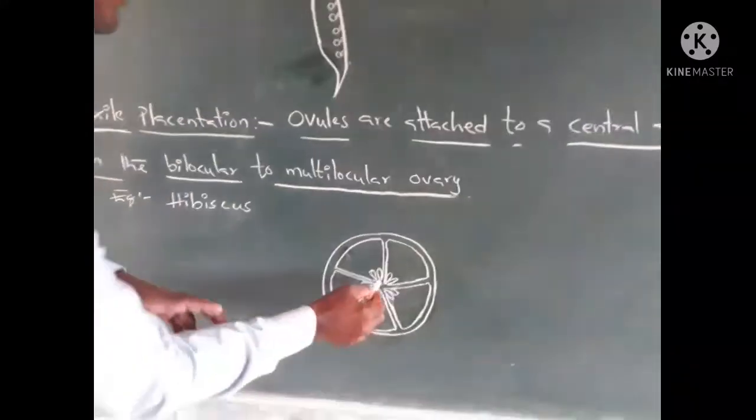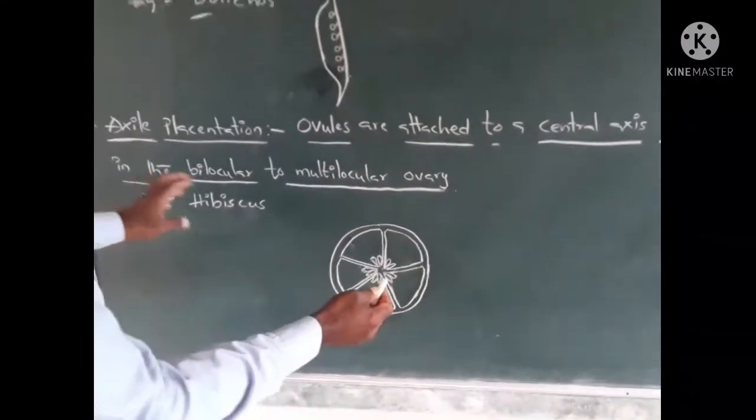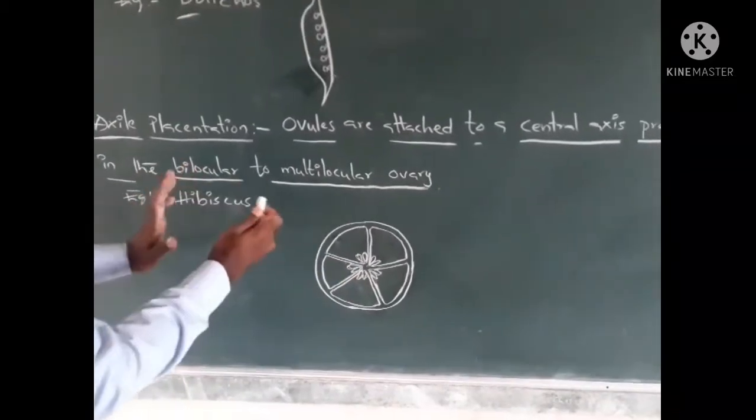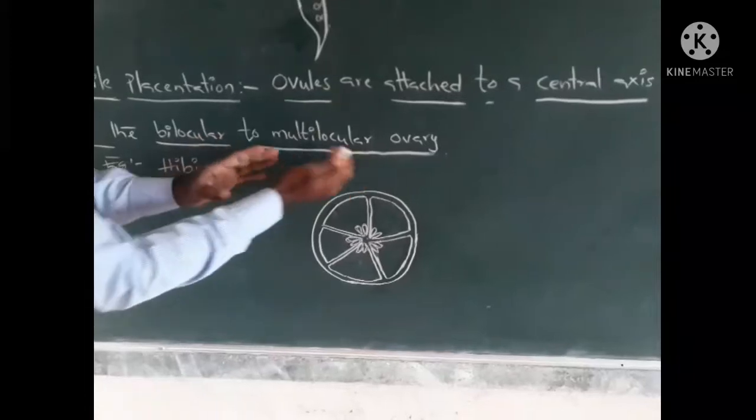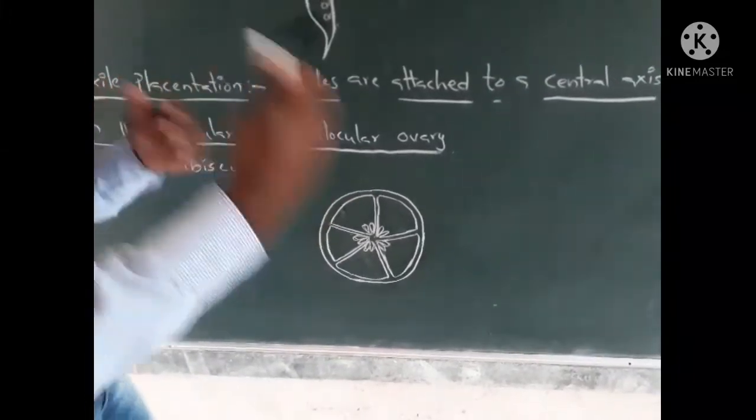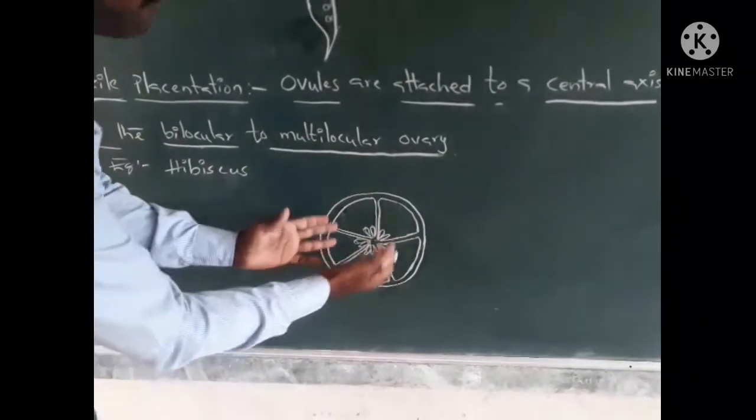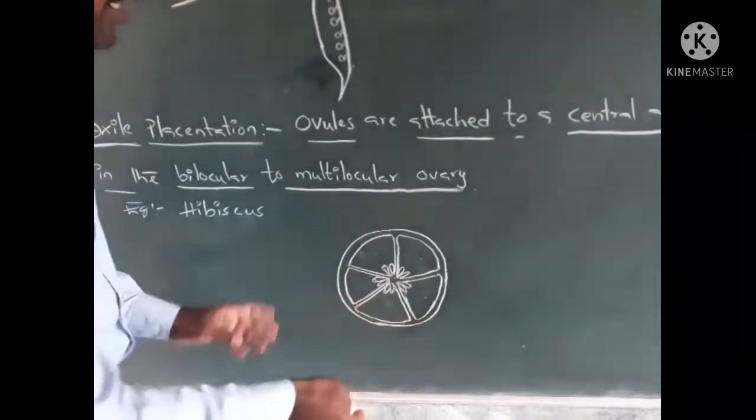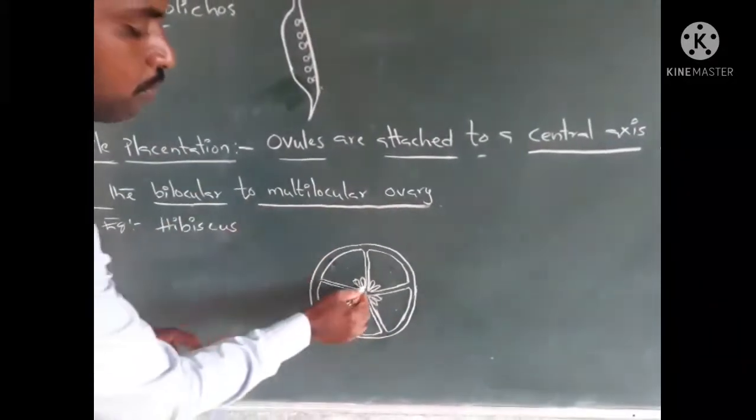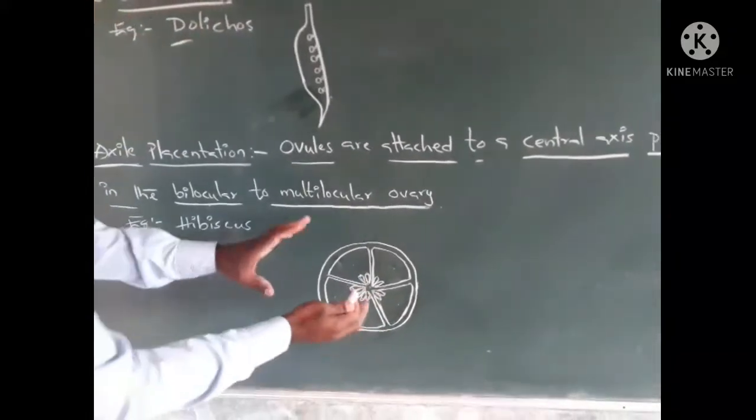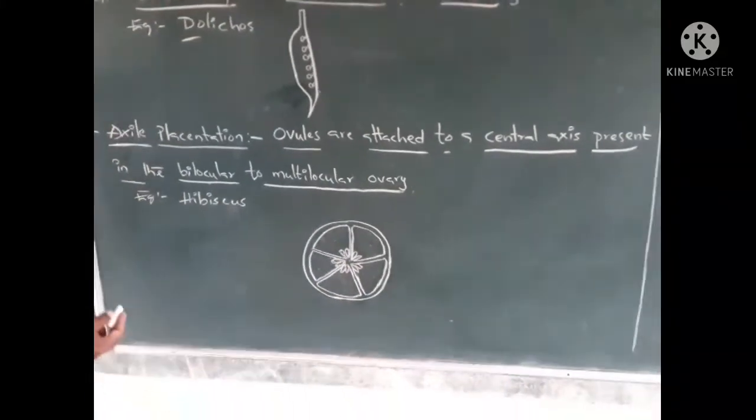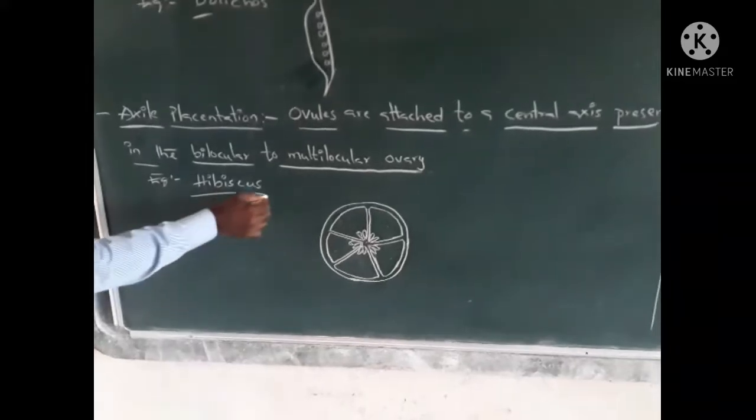Ovules are attached to the central axis and present in the bilocular, which means 2 locules, to multilocular, which means a larger number of locules. Here it is 5 locules. Here we have to remember the ovules are attached to the central axis. This type of placentation is called axial placentation. Example, hibiscus.